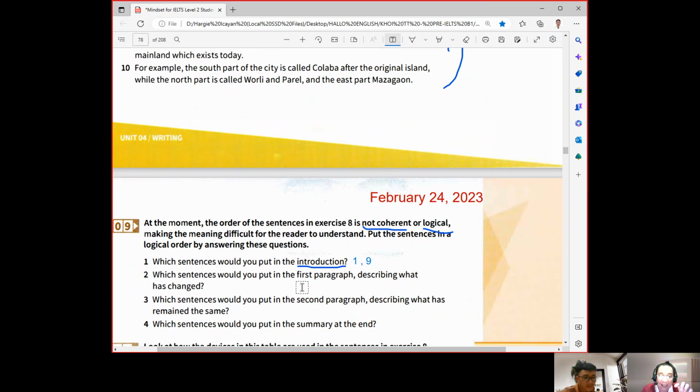First paragraph first, describing what has changed. Of course, there would be changes. For example, if you put this sentence in the first paragraph, there would be a connection. It should be connected, just like you're telling a story. So you put this one first, following after that would be this one, and this one. So there would be the so-called logical order, or arranging in proper order. Okay? So I'm going to give you a clue.